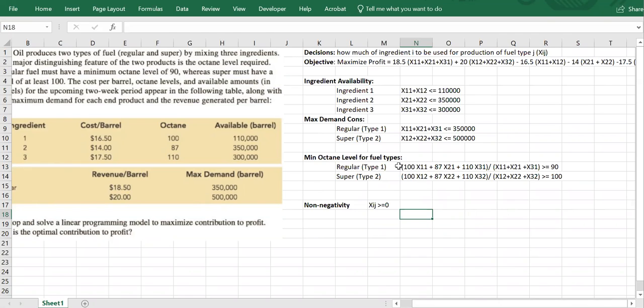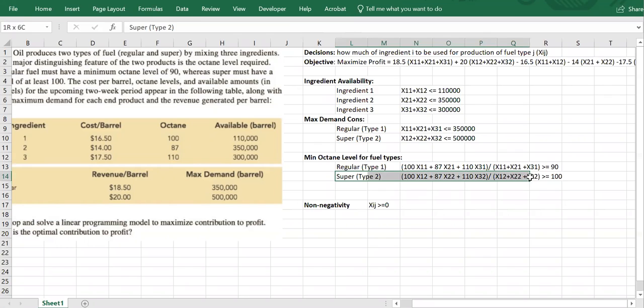The problem with this formulation is that these minimum octane level constraints are not linearly defined. The left-hand side, as you can see here, is not a linear function. This is a fractional, proportional function. This is a ratio, and in both numerator and denominator we have decision variables, which makes it non-linear. So before we put this into Excel Solver, we need to first convert this into linear form functions.